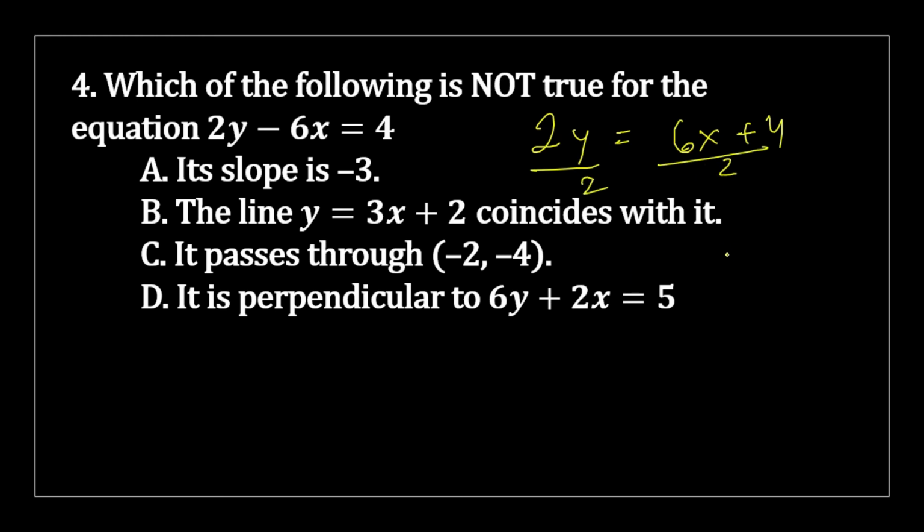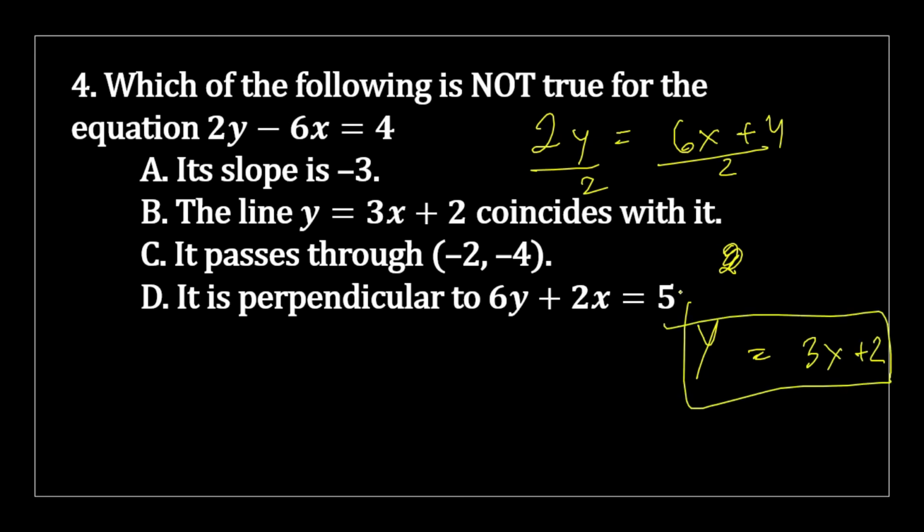So we have y is equal to 3x plus 2. So this is the slope-intercept form in its simplest form. Now let's check. The slope in choice A is negative 3. Our slope here is 3, so letter A is incorrect. So at first glance, we can say that A is the answer. But let's check B, C, D to see if they are true.